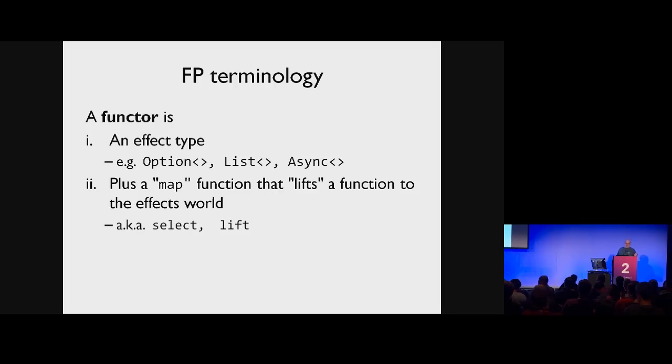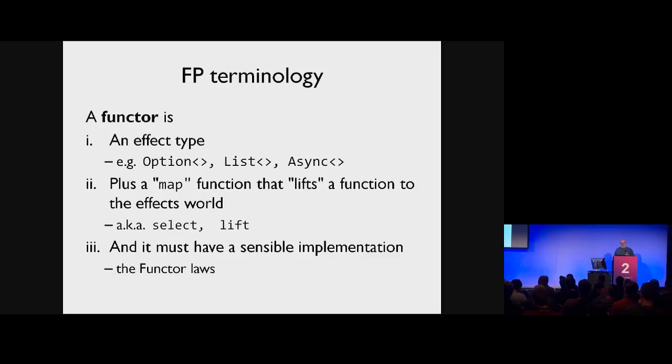Sometimes it's called fmap. So it needs to have a sensible implementation. It turns out there's a bunch of things called the functor laws, which is really just a fancy name for some rules that implementations should follow to make sure that they work sensibly. Like you shouldn't do something too stupid. The functor laws are basically a way of making sure that your implementation makes sense.